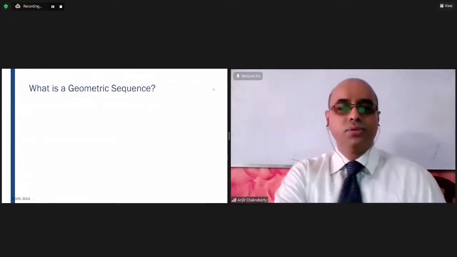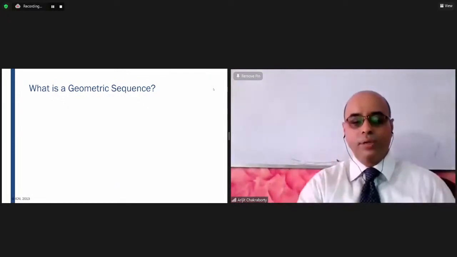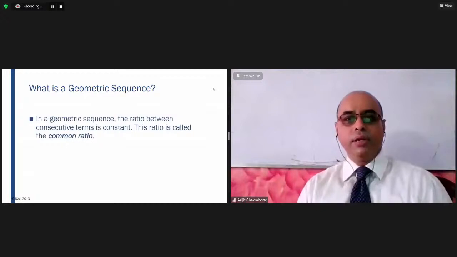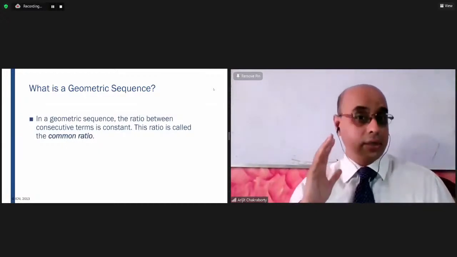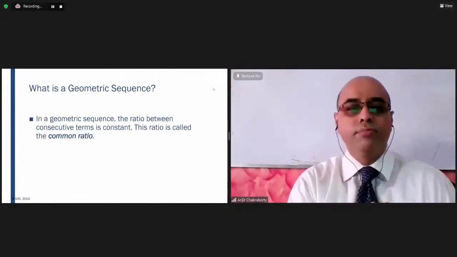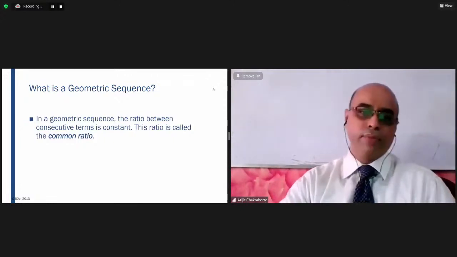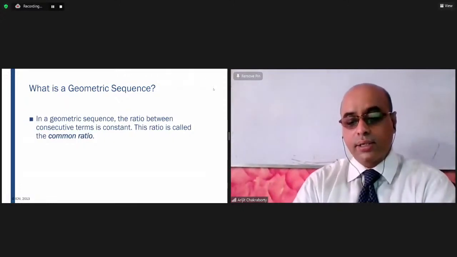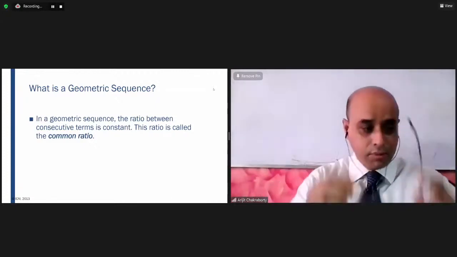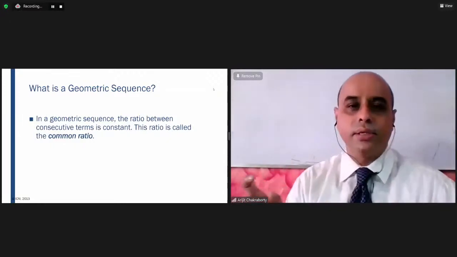Friends, we move on now to the understanding of geometric sequence, and thereafter we will move into geometric progression. Since we are now familiar with the concept of arithmetic progression, we know that progression means there is a common difference between each of the terms. In an arithmetic progression, the common difference, the CD, is the same.